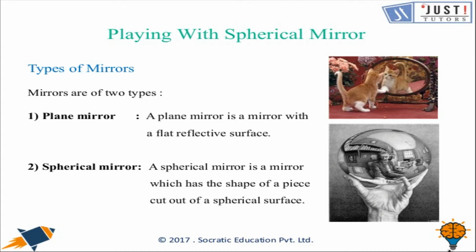A mirror is an object that reflects light. In the first video, we learned about the plane mirror, which is recognized by a flat reflective surface, as shown in this picture right here. This is a plane mirror. Another type of mirror is known as the spherical mirror. One such quality of a spherical mirror is that the shape of a piece cut out has a spherical surface, as shown in this picture right here. These kinds of mirrors are called spherical mirrors.